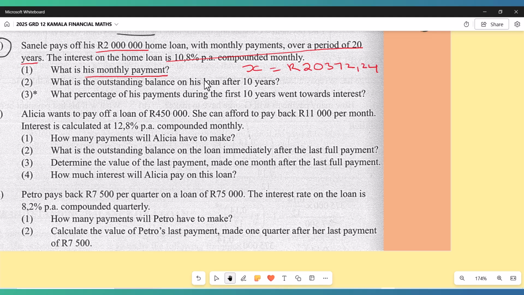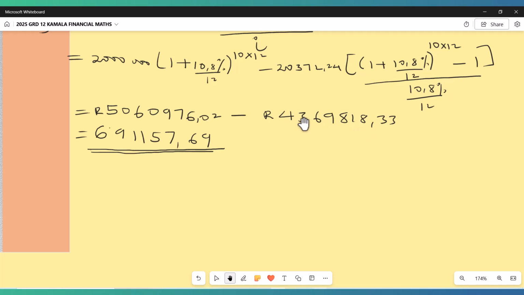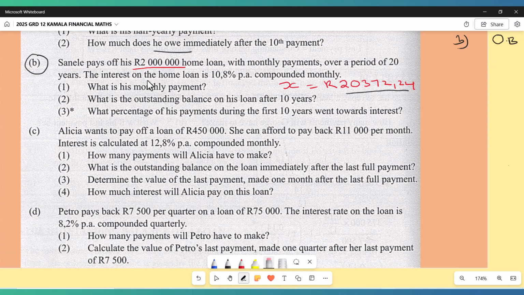Yes, now part B, they say: what is the outstanding balance on his loan after 10 years? Don't forget the loan was balanced after 10 years. To understand here, after 10 years, he has paid 5 million plus, but then the loan has gone to 5 million plus, but the money he has been contributing is 4 million plus. So this is the outstanding balance on the loan afterward.